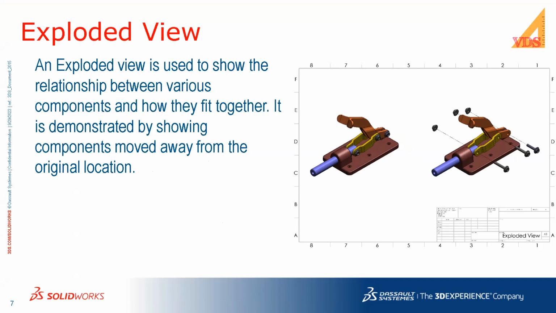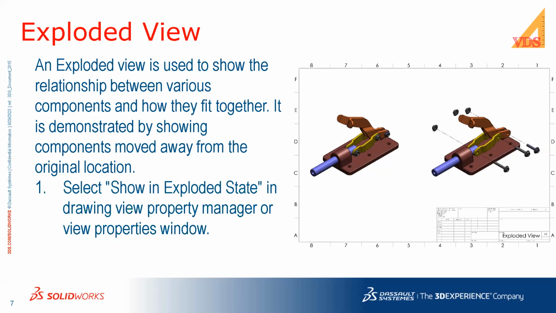Now, why is an exploded view used? It is basically used to show the relation between different components, how they fit together, how they assemble together, or how they disassemble. So if you want to show the steps of the assembly, you can use an exploded view to define those things. Now, an exploded view is not a view like the auxiliary view or the break view we have discussed. So there is no icon on the drawing toolbar, because the exploded view is driven from the model.